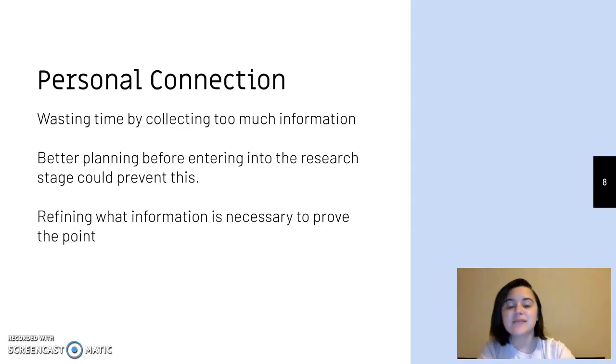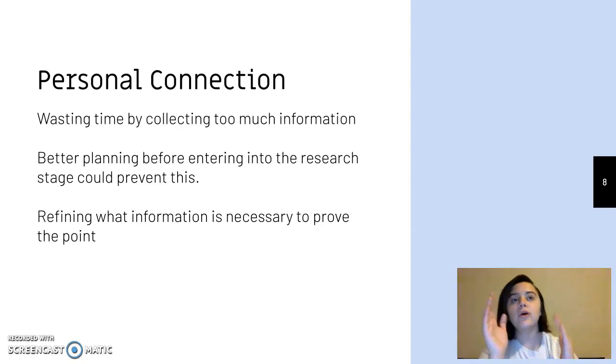So my personal connection with this: I'm actually not that great at this, I don't think, because I waste too much time collecting information that I then get rid of because I didn't need it. So when I was focusing on this section and this concept specifically, I wanted to come out on the other end knowing how I can go into my career and do this better. So I said two things. One, I could have better planning before entering the research stage, and also I could refine what information is necessary to prove the point.